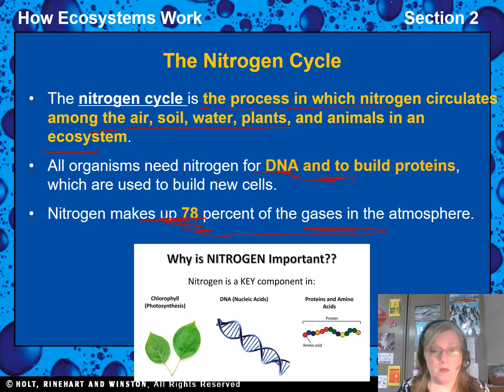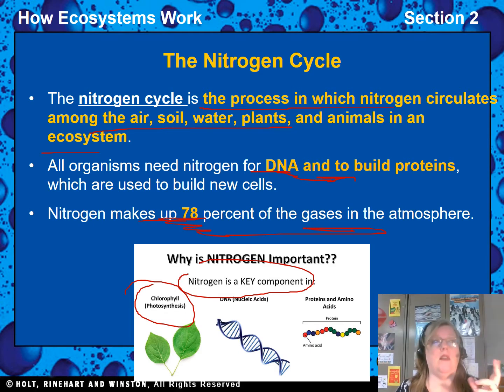All right, so think about why nitrogen is important. Plants need it for chlorophyll. Remember, that's the key that lets them do photosynthesis. We don't have any chlorophyll, right? Chlorophyll is the stuff that makes plants green, and they need that in order to do photosynthesis, and nitrogen is an important component.